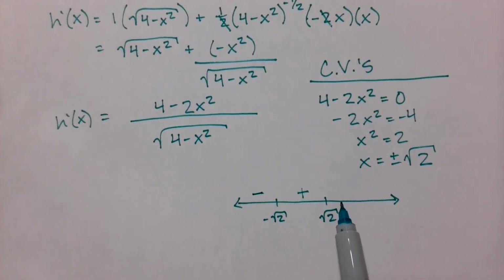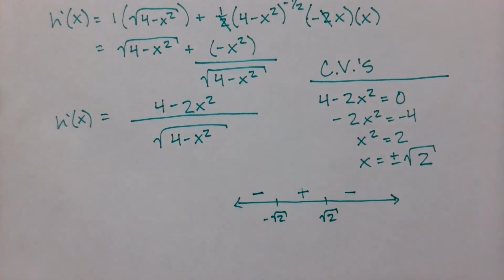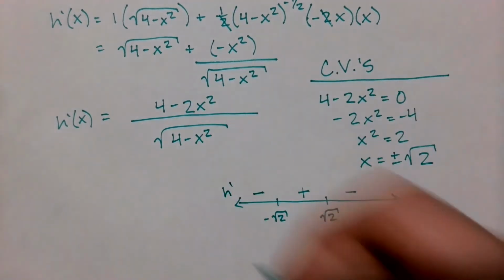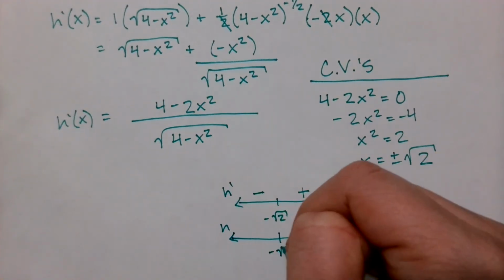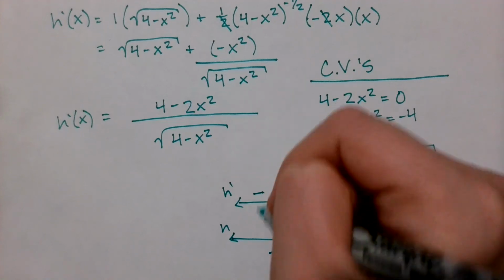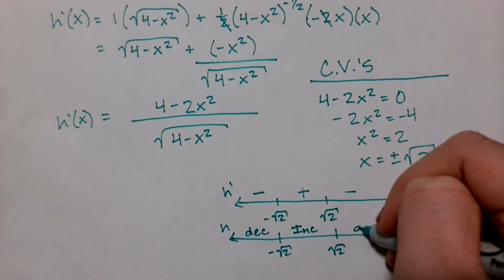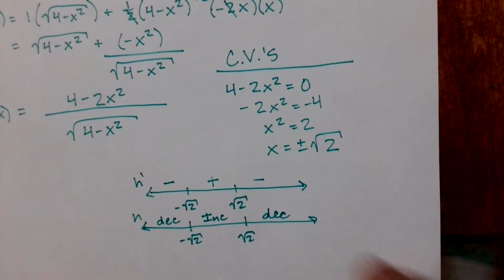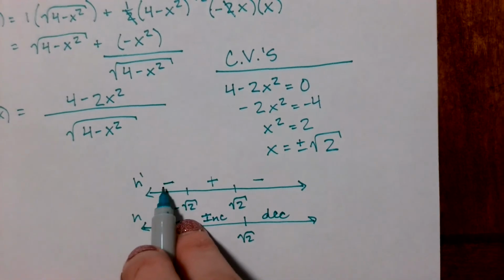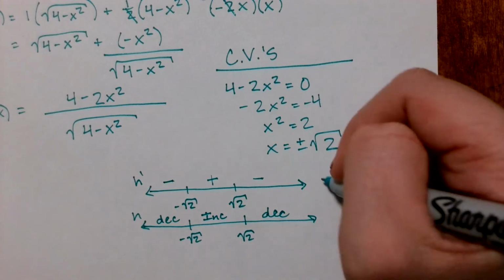If I'm plugging in a positive 3/2, it is also going to end up being negative, because I've got those x squared, so these are both going to have the same sign. So it ends up being negative. So this is my h prime. So that means that h at negative radical 2 and radical 2, we're going from decreasing to increasing to decreasing. So we've got relative mins and maxes happening. At negative radical 2, because h prime goes from negative to positive, and h goes from decreasing to increasing, we've got a relative min.